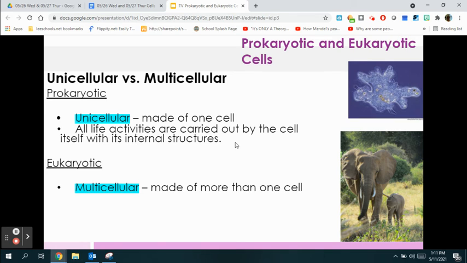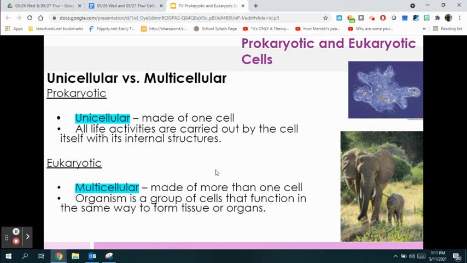Eukaryotic is multicellular, made from more than one cell. They can also be unicellular. They do have some that are unicellular. The organisms in this group have cells that function the same way to form tissues or organs. Cells make up tissue, tissue makes up organs, organs make up an organ system, and an organ system makes up an organism.